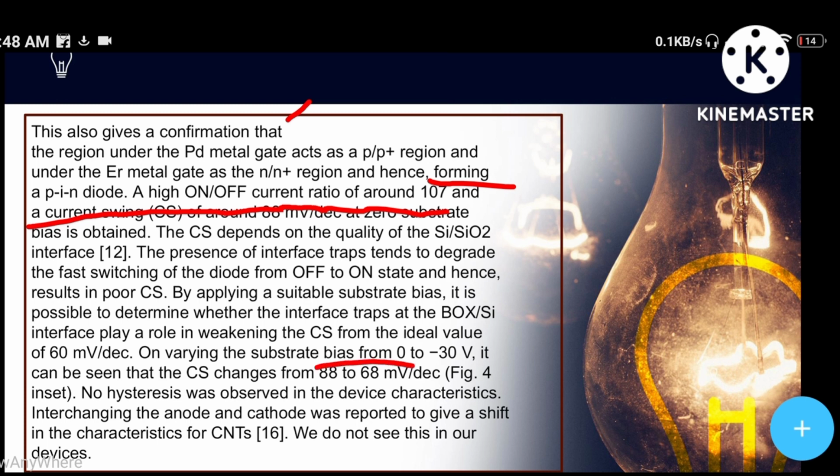No hysteresis was observed in the device characteristics. Hysteresis and a shift in characteristics on interchanging the anode and cathode were reported in CNT devices. We do not see that in our devices.